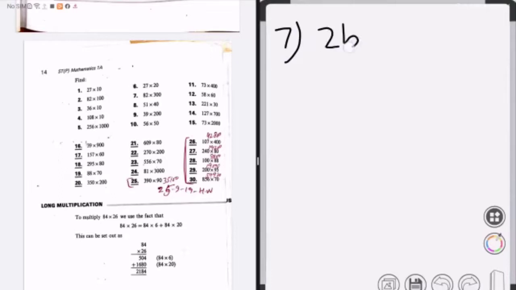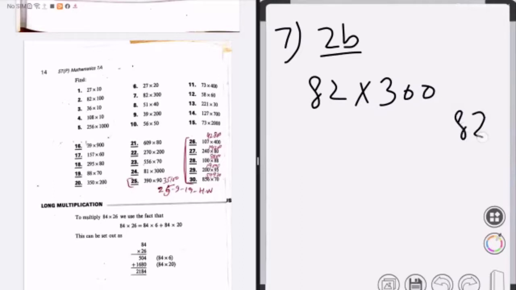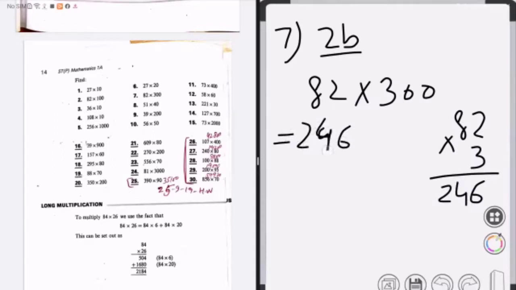Okay, next. For example, here question number 6, question number 7, exercise 2B. 82 multiplied by 300. Just multiply 82 by 3. It will become 246. And how many 0? 2 0. Write these 2 0 here. So this will be the answer.